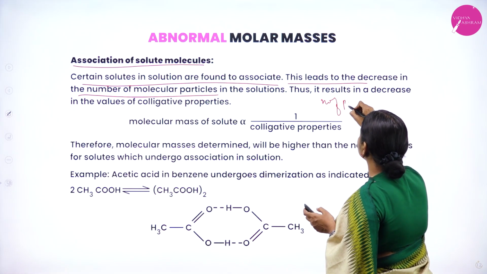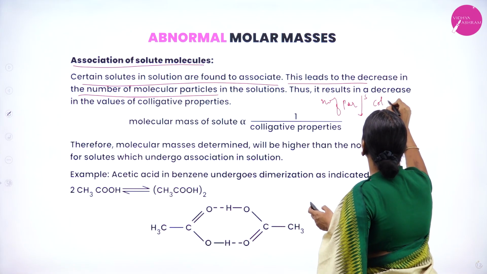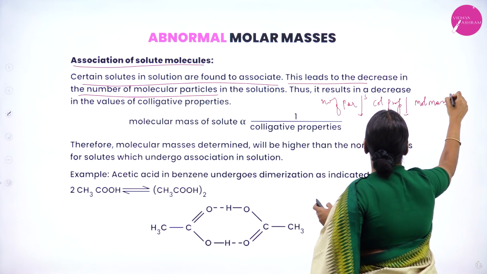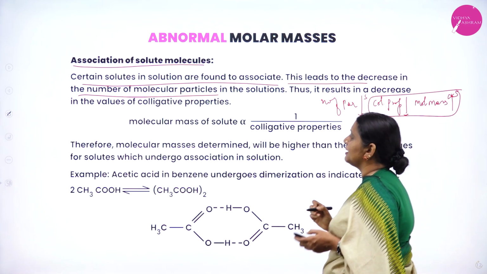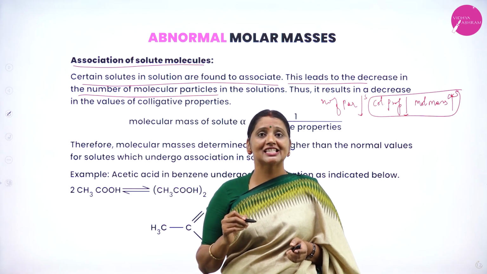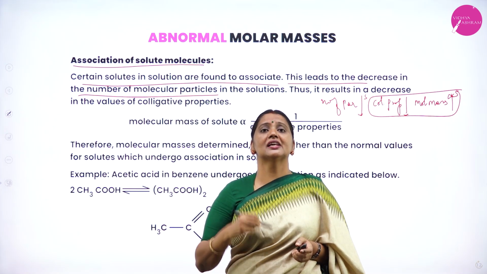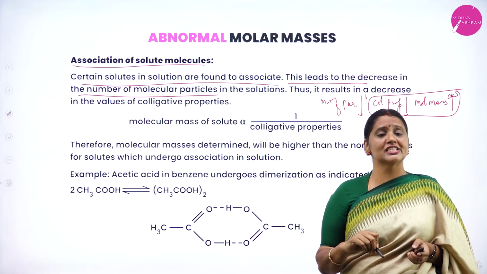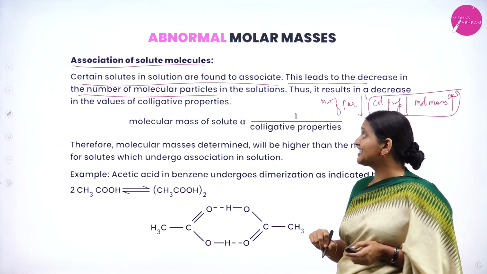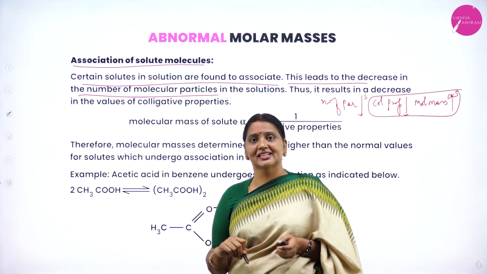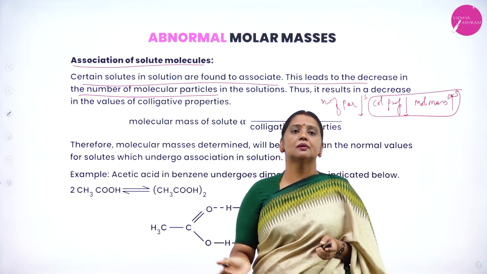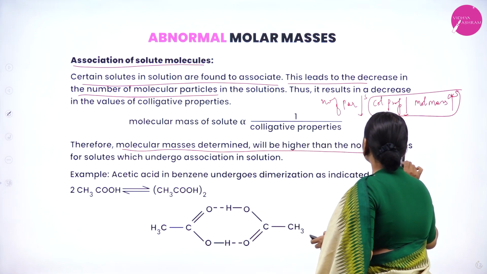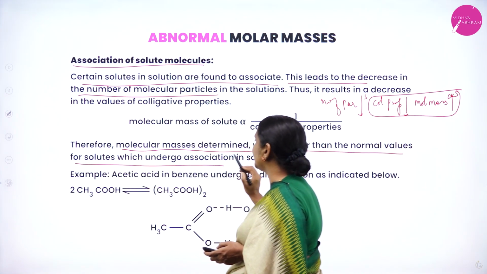As the number of particles decreases, the colligative property also decreases. What about molecular mass? Molecular mass increases, because colligative property and molecular mass are inversely proportional to each other. So, when particles in the solution associate, the number of particles decreases, the colligative properties decrease, and the molecular mass increases. Therefore, the molecular mass determined will be higher than the normal value.